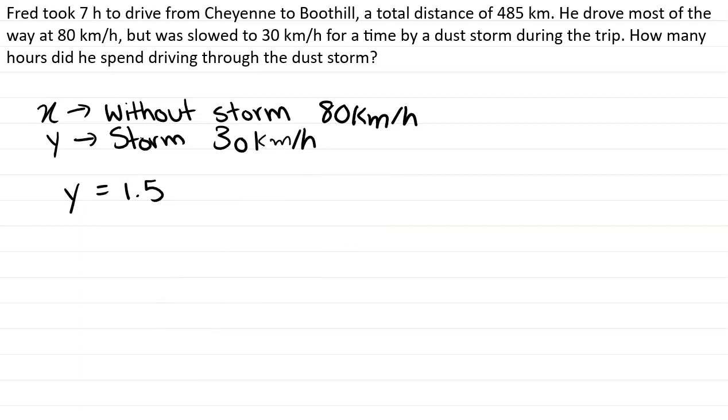Now let's plug in this value of y into our first equation that we made, which was x plus y is equal to 7. Let's plug in the value of y, which is 1.5, into this equation. So we have x plus 1.5 is equal to 7.